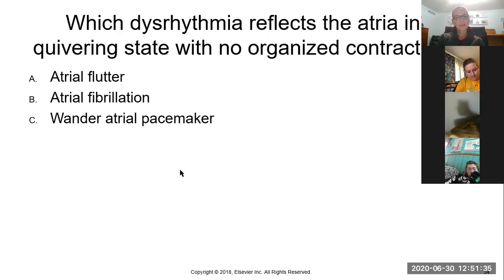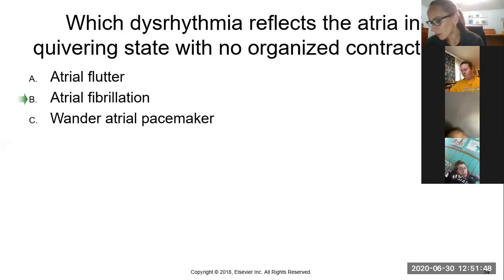All right, so I'll tell you what it is. It's called atrial fibrillation. So atrial fibrillation is more severe than like an atrial flutter. It's because it has no organized contraction of the atria, okay? So just remember that one.